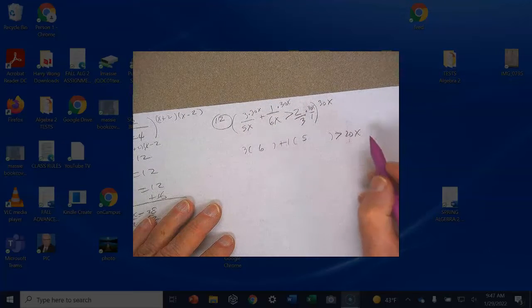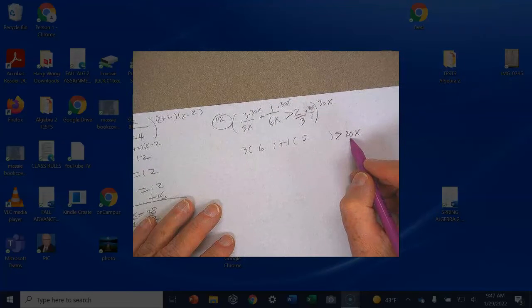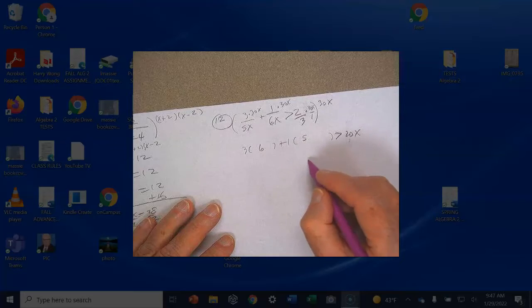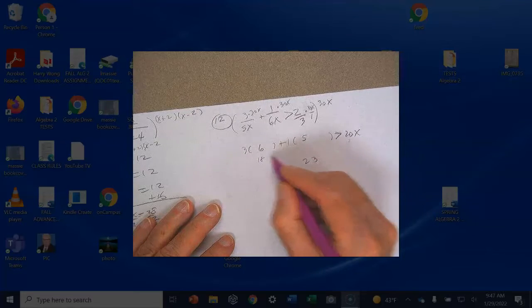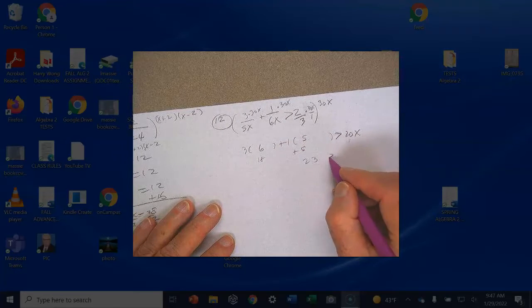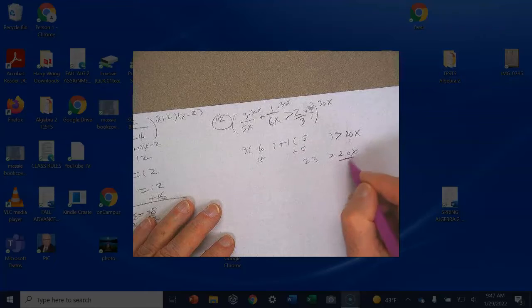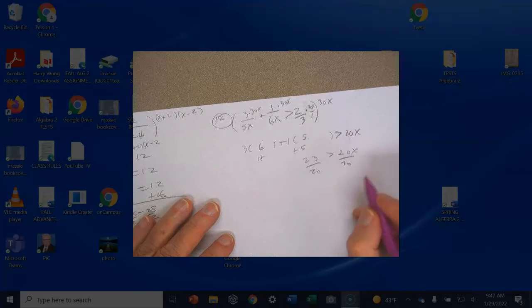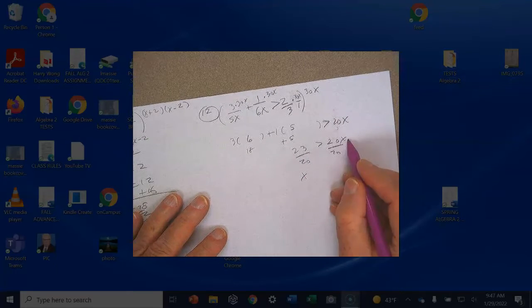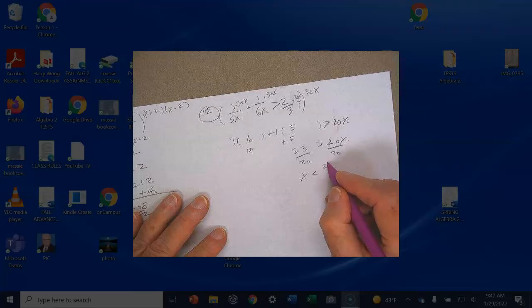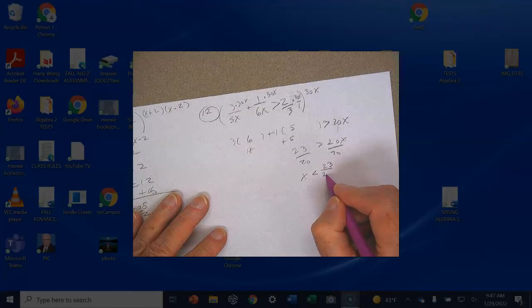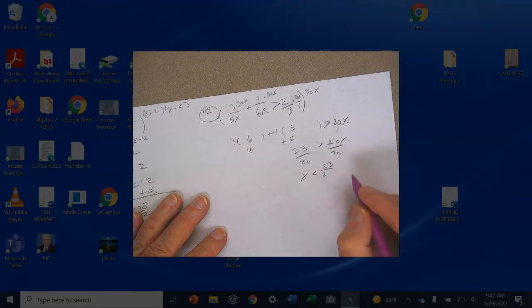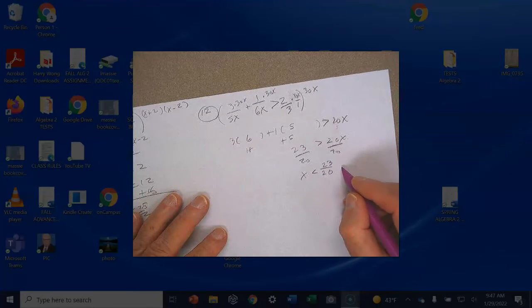60 divided by 3, 20. Okay, 18 plus 5, 23, that's 18, this is 5. The x divided by 20, the point is going this way, 23 over 20, which the book says is 1.15.